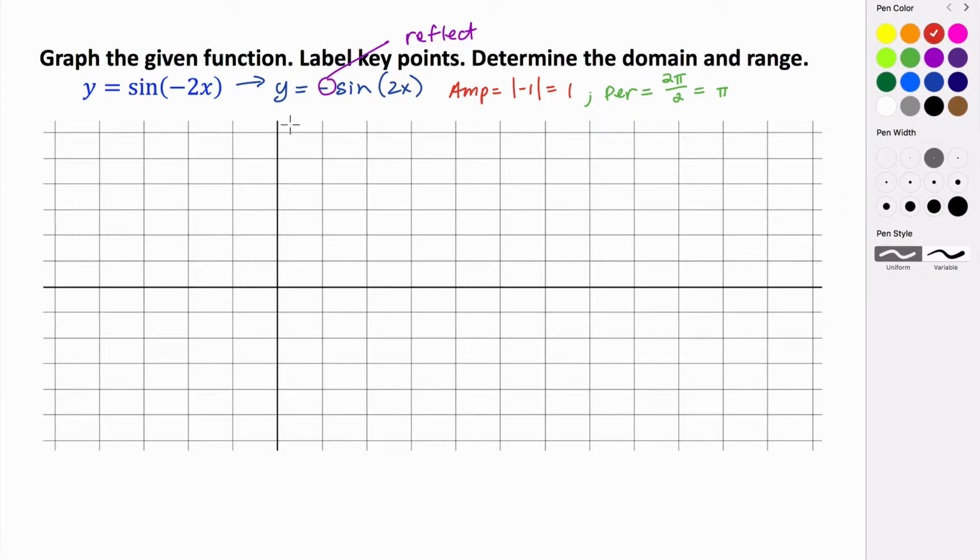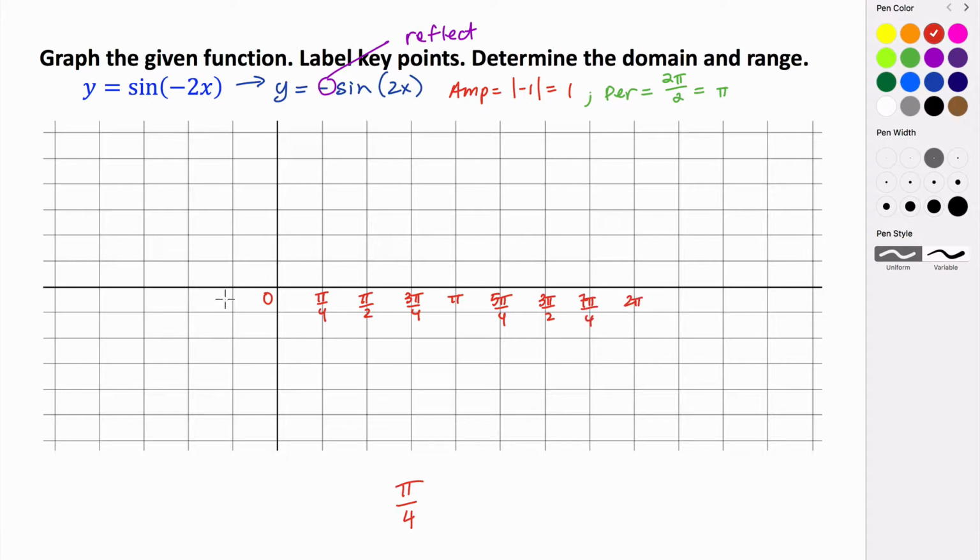So let's go ahead and start labeling all of our axes. Remember, in order to label your axes, you're going to take your period and cut it into quarters. And this is going to be where all of our key points occur. So here we have pi over 4. This is going to be 2 pi over 4, which simplifies to pi over 2. 3 pi over 4. 4 pi over 4, which is pi. 5 pi over 4. And then 6 pi over 4, which is 3 pi over 2. 7 pi over 4. 8 pi over 4, which is 2 pi.